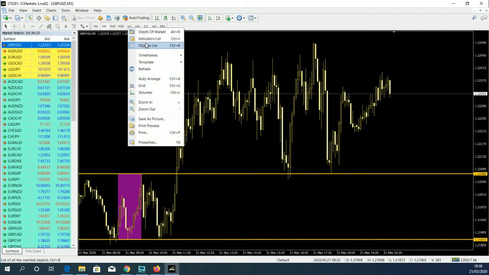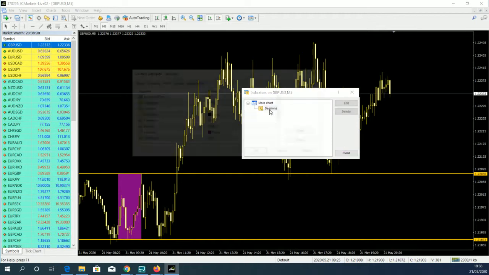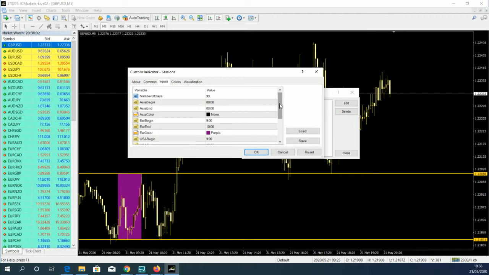So the indicator is here. It's called the sessions indicator. What we do is we put 9 to 10, 9 to 10, and you put whatever color you prefer. We use purple color. So 9 to 10 a.m. is for IC Markets.